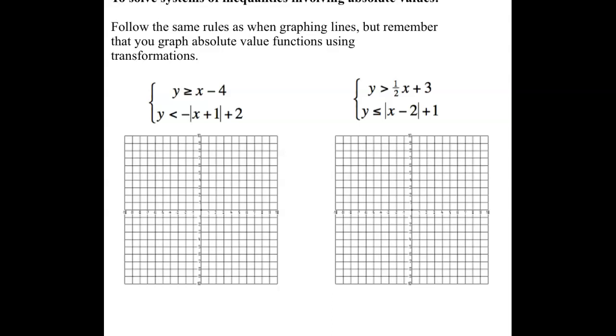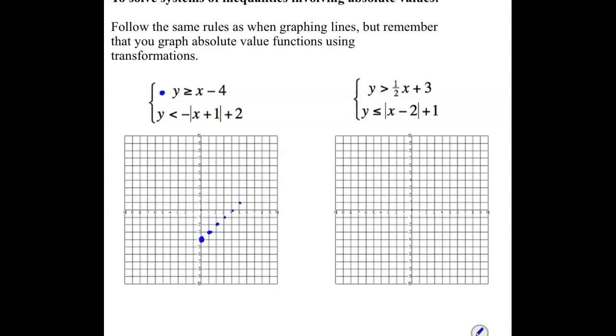We have y is greater than or equal to x minus 4. That is a linear equation in slope-intercept form. So we're going to go ahead and graph that starting at the negative 4 and doing a slope of 1. I'm going to go ahead and color code these so we can follow along afterwards. We are starting at negative 4 and we're going to do a slope of 1. So up 1 and right 1.